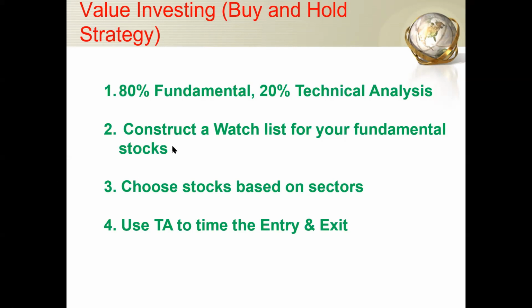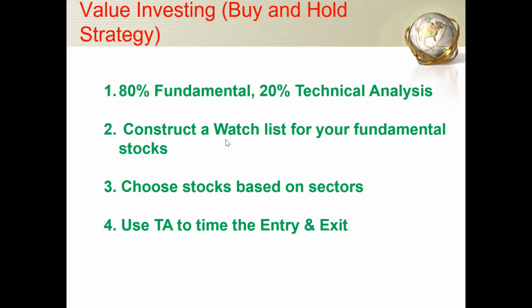Then construct a watch list for your fundamental stocks. That's why I say you must have, for example, your 3 sectors: banking stocks, technology stocks, and then another one will be whatever, properties, REITs, healthcare, plantation, whatever. But the main ones I usually see are banking and technology. Then another one is your additional one. It could be healthcare, it could be others.